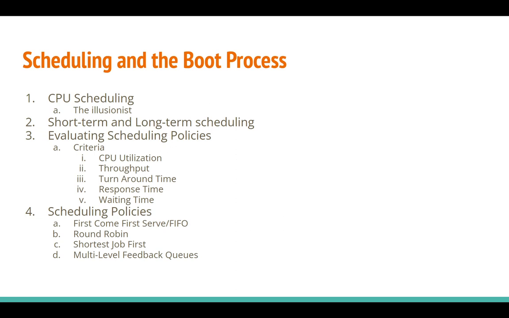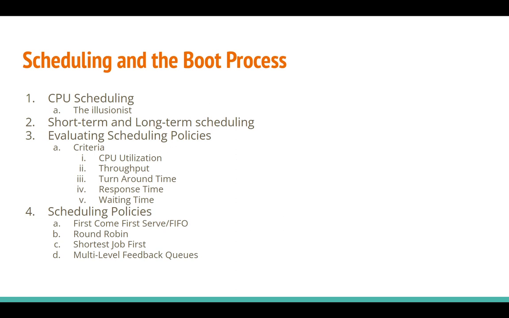So how do we evaluate scheduling policies? There's 5 different criteria. CPU utilization, which is how much is the CPU actually being utilized when these processes are being run. The CPU isn't just idling because it's being blocked or anything like that.